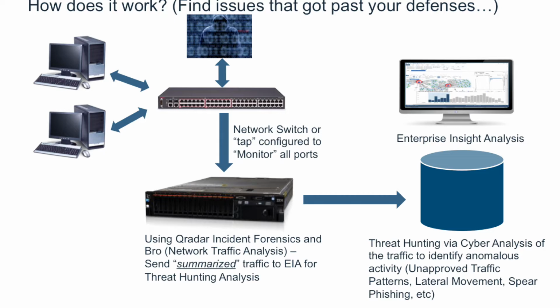In this setup for threat hunting, we have collected a series of network traffic via data flow. We have placed sensors in a network to monitor all ports. Then using QRadar Incident Forensics and BRO, a network traffic analyzer, we send a summarized traffic version to EIA. This essentially wraps together data into sessions under a BRO unique identifier, sort of like a hash.